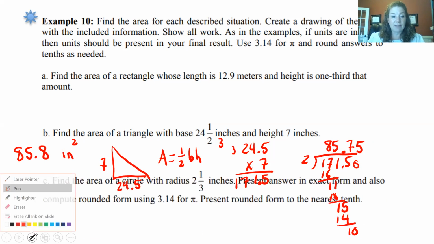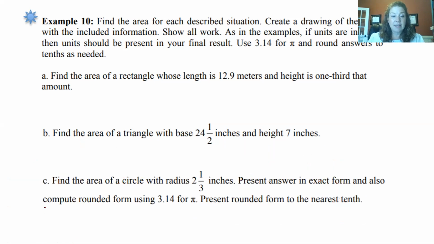All right, let me get rid of this red ink. Letter C, find the area of a circle with a radius of 2 1/3 inches. Present answer in exact form and also compute rounded form using 3.14 for pi. Present rounded form to the nearest tenth. I think it meant round, I don't know.